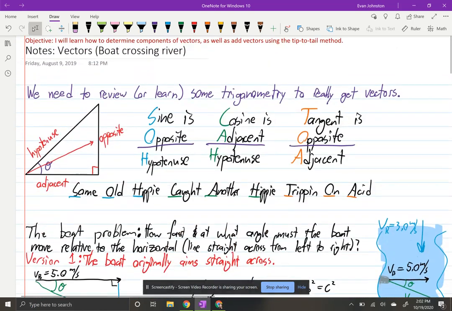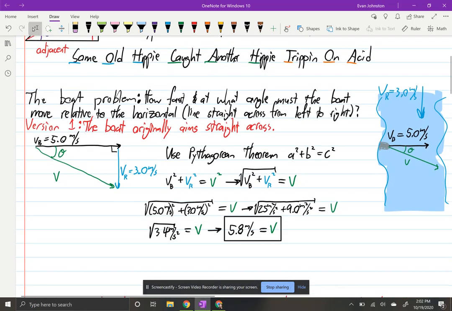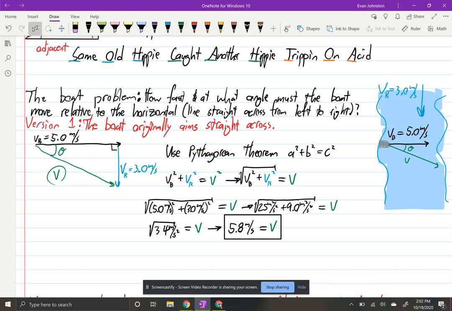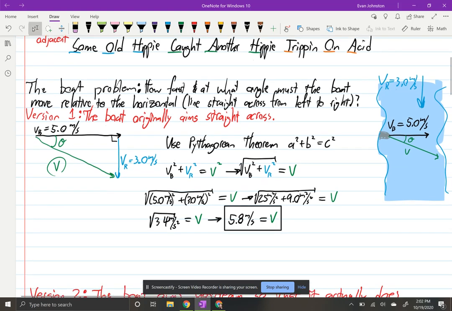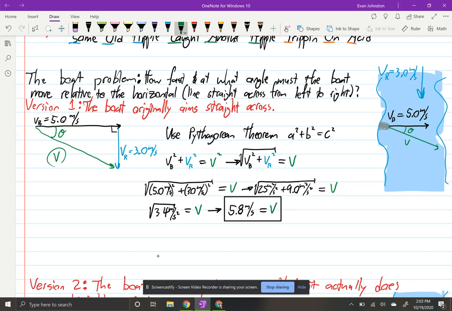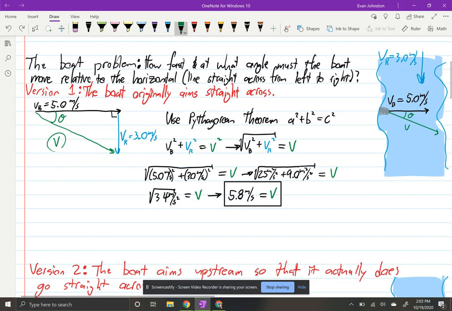So again, we have all this SOHCAHTOA stuff, and funny enough, we now know all of these values. We know v, we know the speed of the boat, we know the speed of the river. We could use sine or cosine, or we could use tangent. Because we were already given the opposite side from our angle over there, and we have the adjacent, I'm just going to use tangent. So I just choose that one.